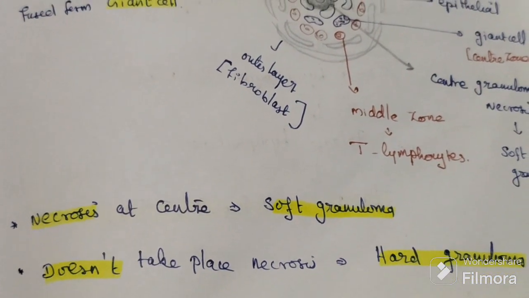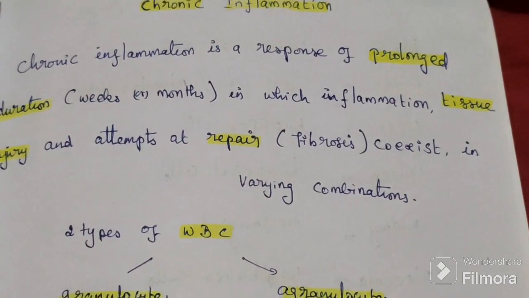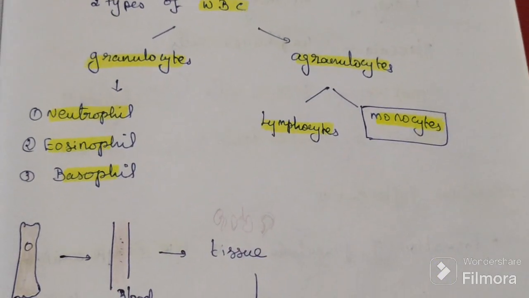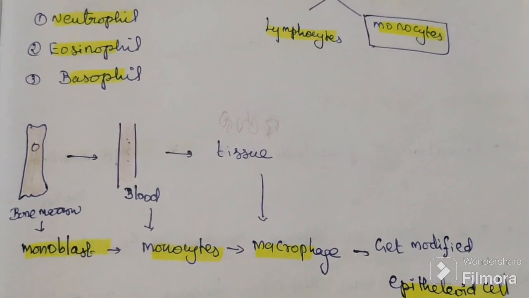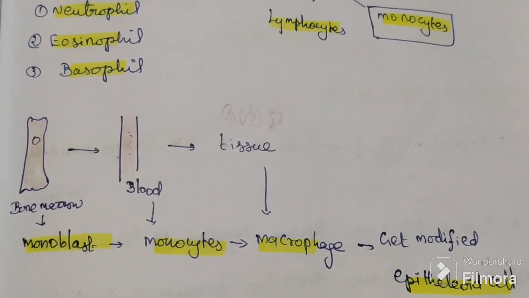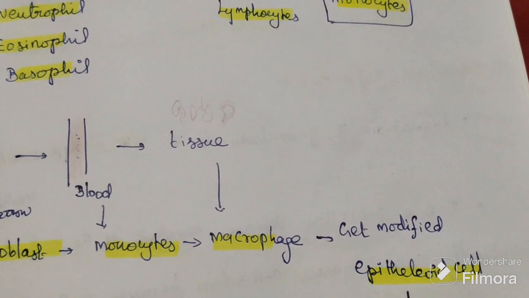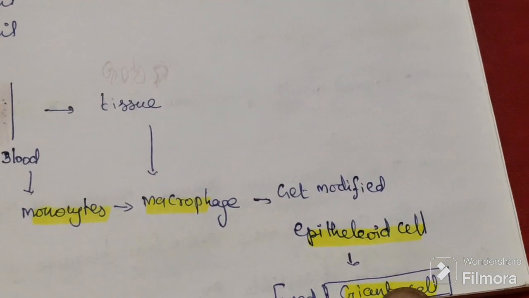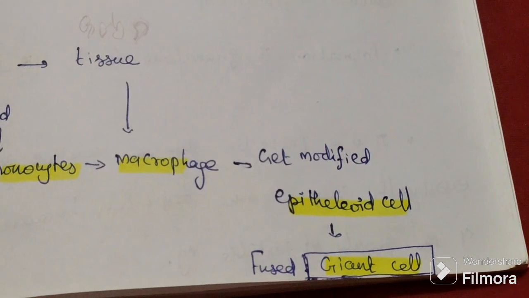This is all about chronic inflammation. Three things are important: inflammation, tissue injury, and attempt at repair. Here we are discussing monocytes. In bone marrow it is called monoblast, in blood monocytes, and in particular tissue macrophages. Because of cytokines it becomes activated, and is then called modified macrophage or epithelioid cell. Some epithelioid cells fuse to form giant cells.